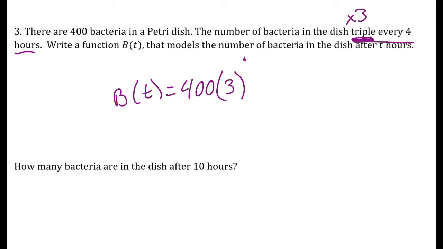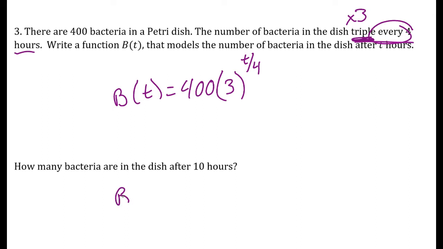But I can't just raise it to the t hours, because t is hours. And I don't want to triple every hour. I want to triple every 4 hours. So I'm going to do t divided by 4. That way, when I plug in a 4, 4 divided by 4 is 1, I triple it once. So to deal with that every 4 hours, I do t divided by 4. That's our function there. How many bacteria are in the dish after 10 hours?